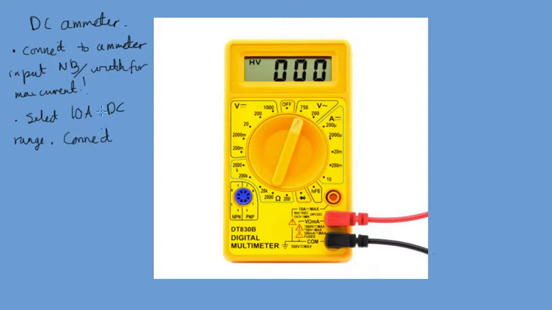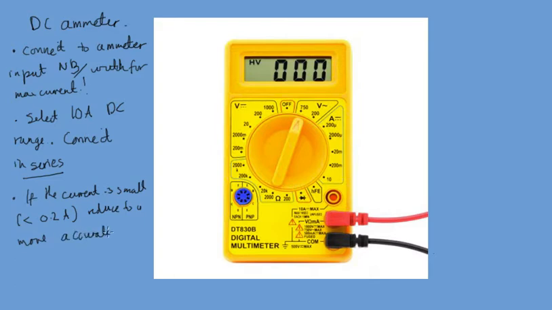So unlike the voltage and the resistance, for current you connect in series. That's something that's really important to remember. And you do it at the point that you wish to measure the current. If the current is small, i.e. less than 0.2 of an amp, reduce to a more accurate range. So you'd go down to the 200 milliamps.